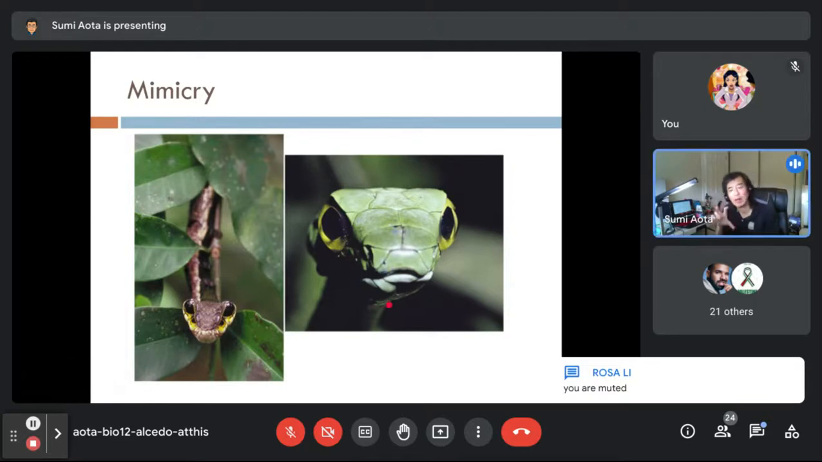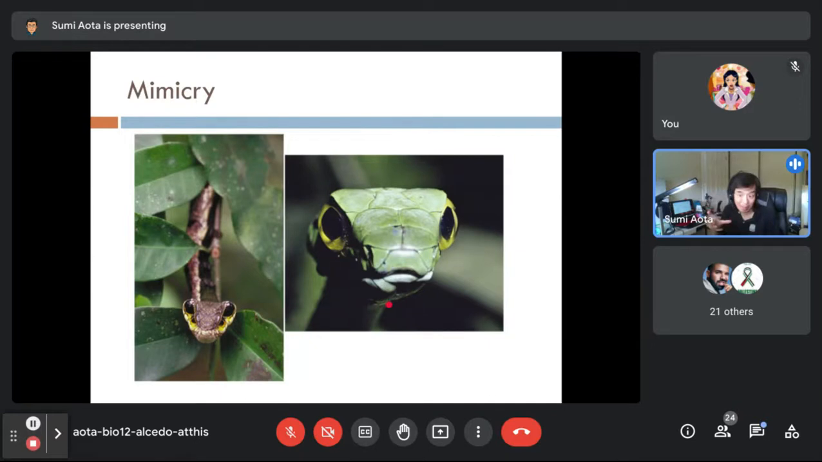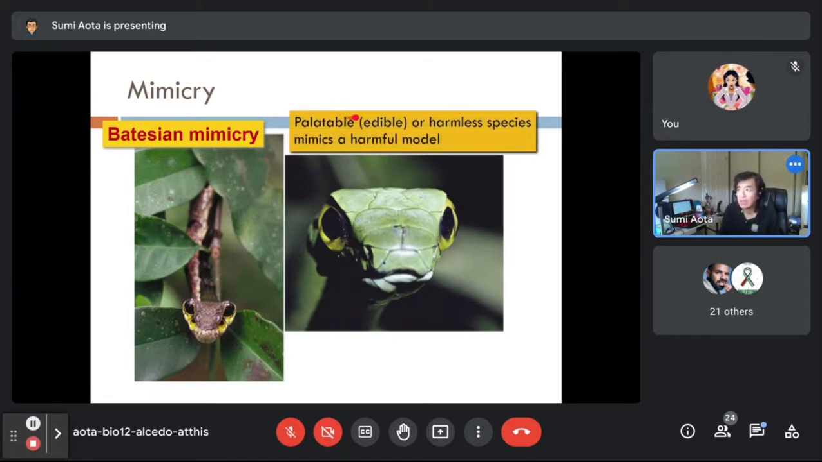Mimicry is when a model animal is copied or mimicked by another animal. Okay, so this is an example of mimicry. Now this is called Batesian mimicry. And in Batesian mimicry, the edible species or the harmless species is going to mimic a harmful model.